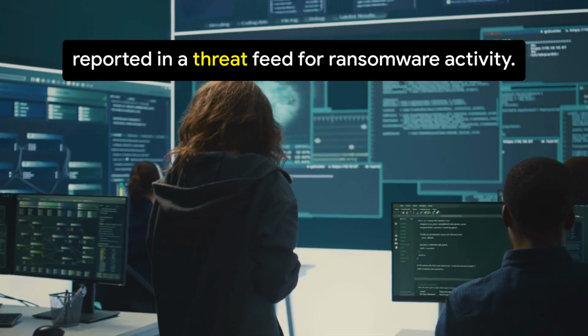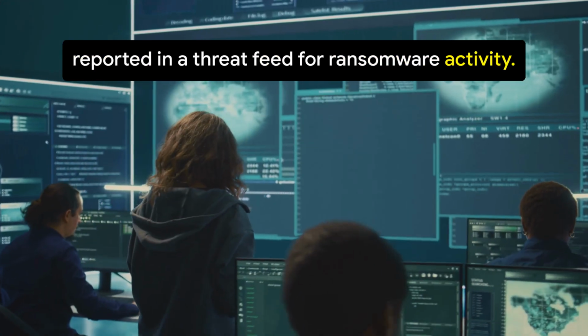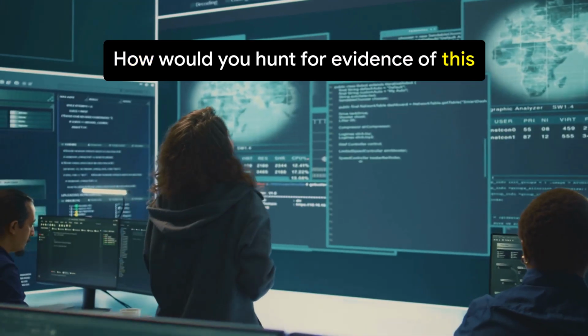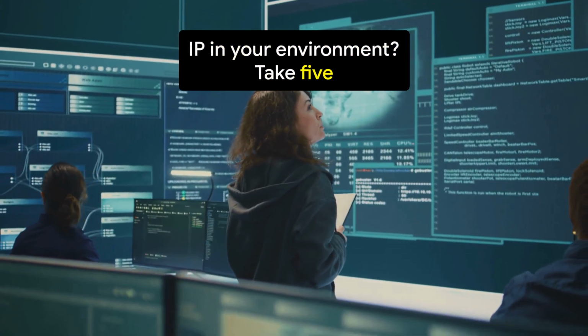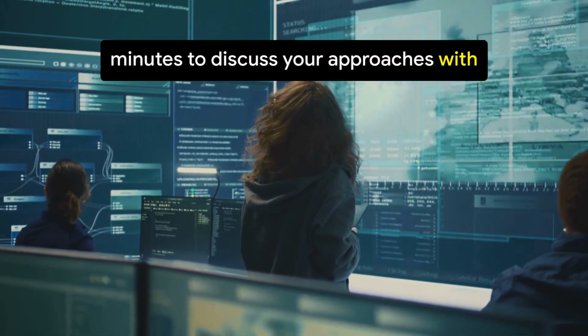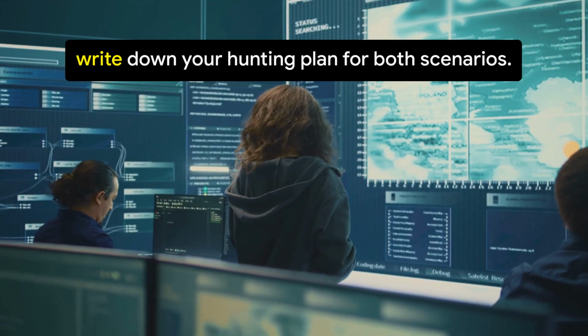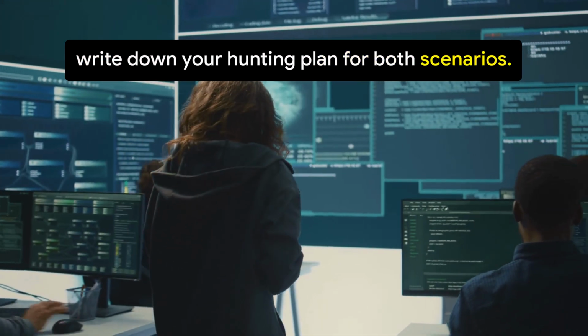192.0.2.47, reported in a threat feed for ransomware activity. How would you hunt for evidence of this IP in your environment? Take 5 minutes to discuss your approaches with your team. If you're studying alone, write down your hunting plan for both scenarios.